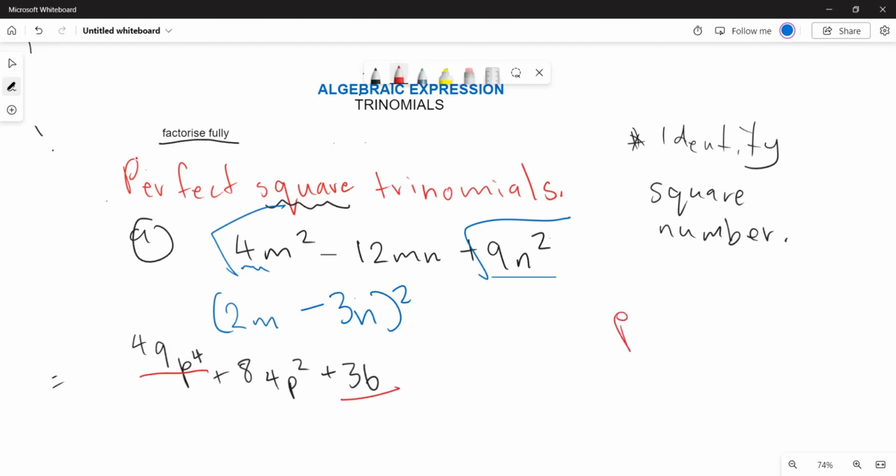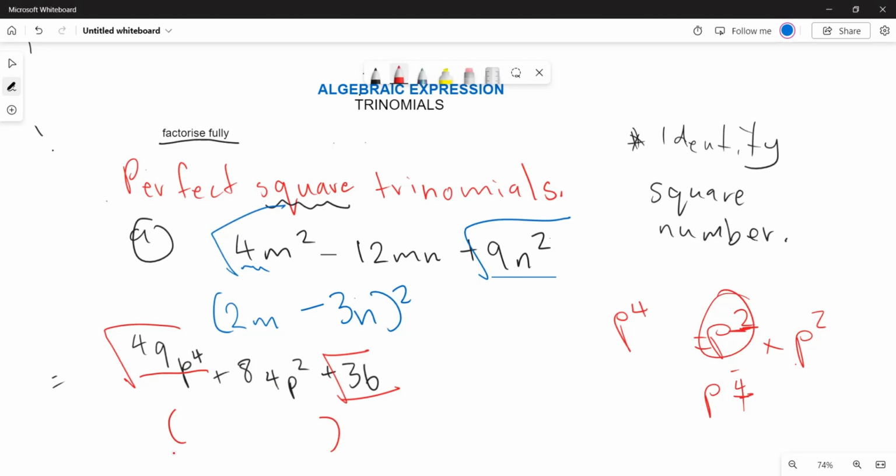And remember, p to the power 4 is the same as p squared multiplied by p squared, right? Multiplying powers of the same base, you are having p to the power 4. So this is also a square, because I know most of you will say, but this is not a square. But luckily, you can also identify that 4 is also a square number, right? So you are going to say, what is the root of this and what is the root of that? Then you just write all of those in brackets, and then you square them, right? So this is going to be your 7p squared.